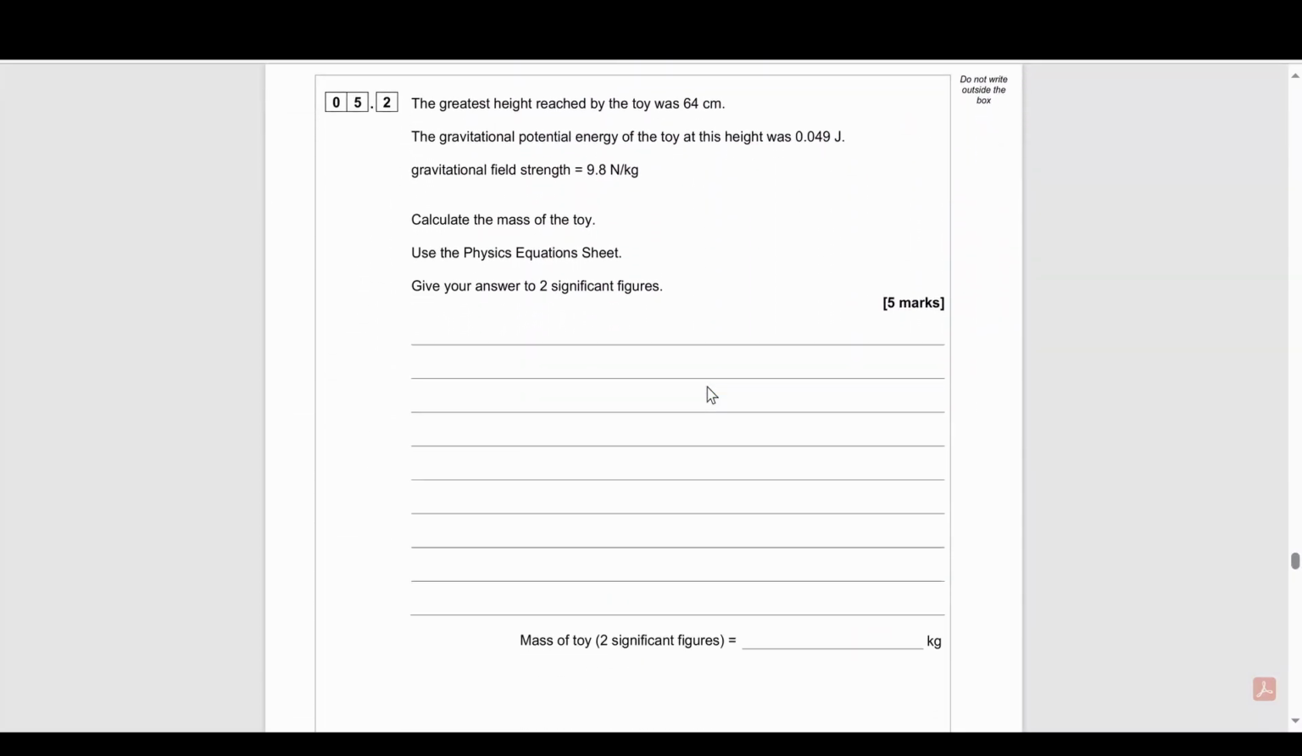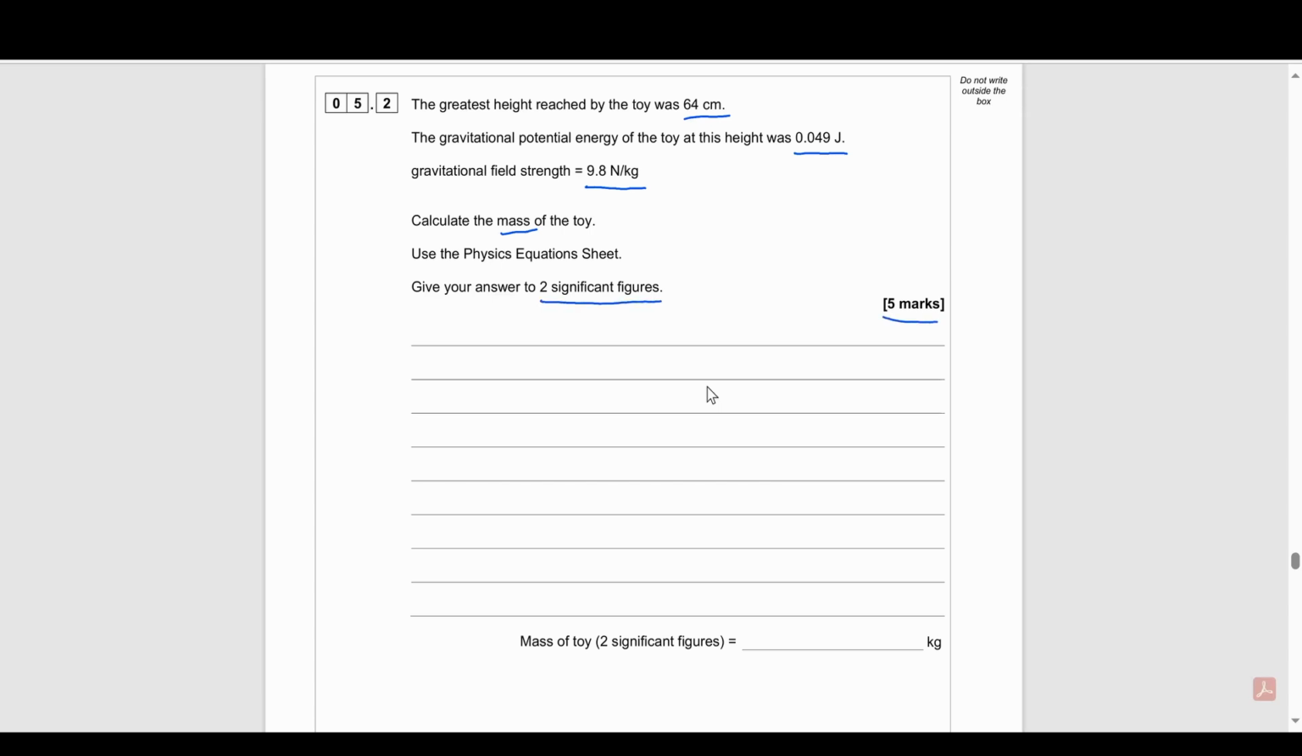5.2. The greatest height reached by the toy was 64 centimeters. The gravitational potential energy of the toy at this height was 0.049 joules. Gravitational field strength is 9.8 newtons per kilogram. Calculate the mass of the toy. Use the physics equation sheet. Give your answer to two significant figures. 5 marks. So we've got to decide which equation we need to be using here from our sheet.